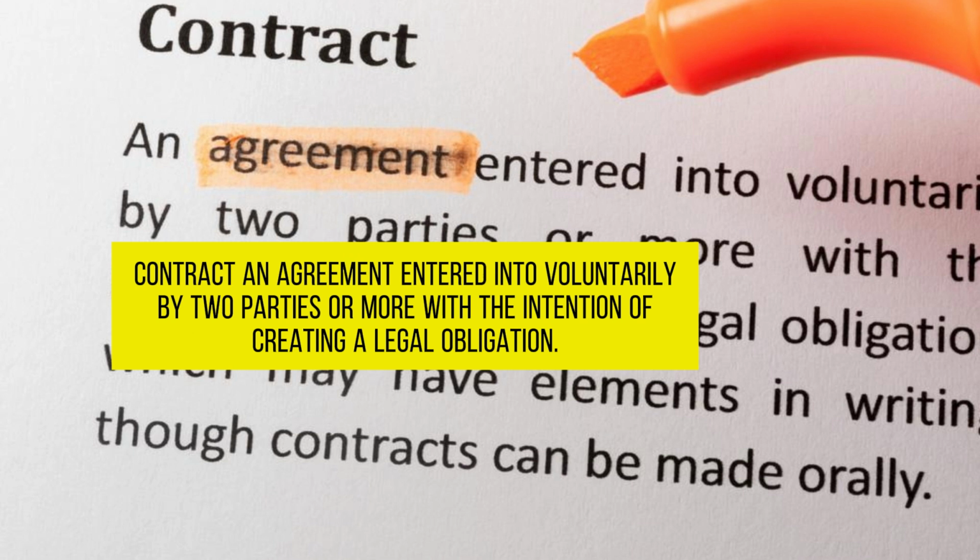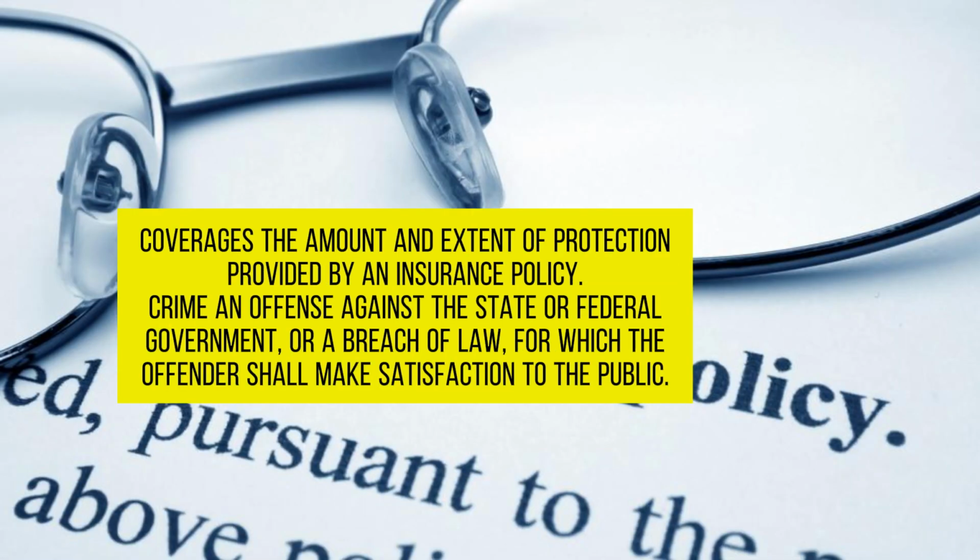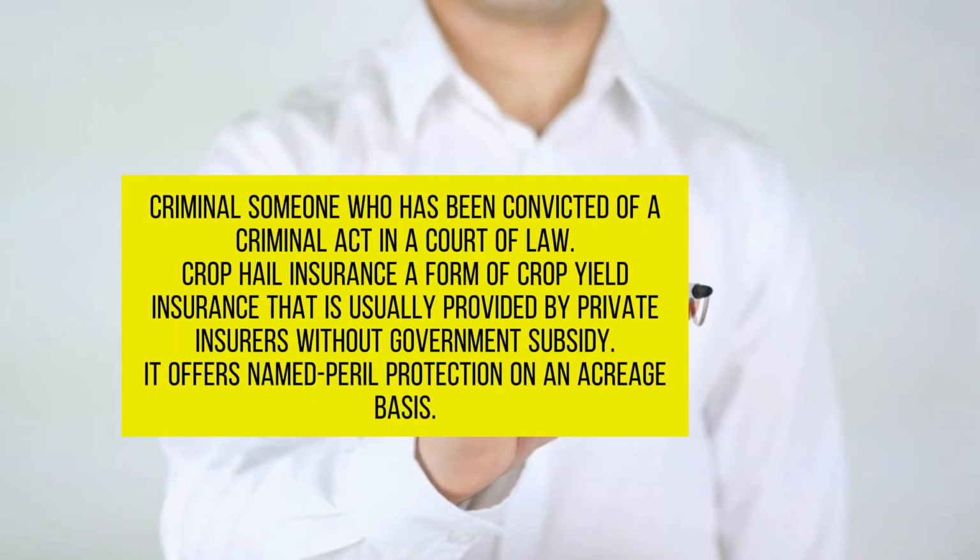Contract: agreement entered into voluntarily by two parties or more with the intention of creating a legal obligation. Coverage: the amount and extent of protection provided by an insurance policy. Crime: an offense against the state or federal government, or a breach of law for which the offender shall make satisfaction to the public. Criminal: someone who has been convicted of a criminal act in a court of law.